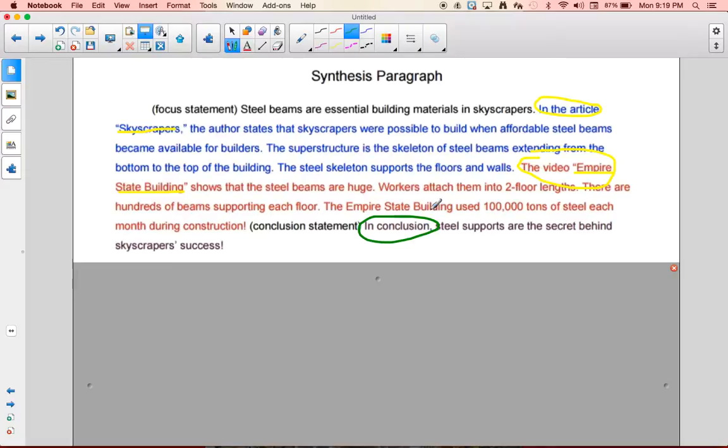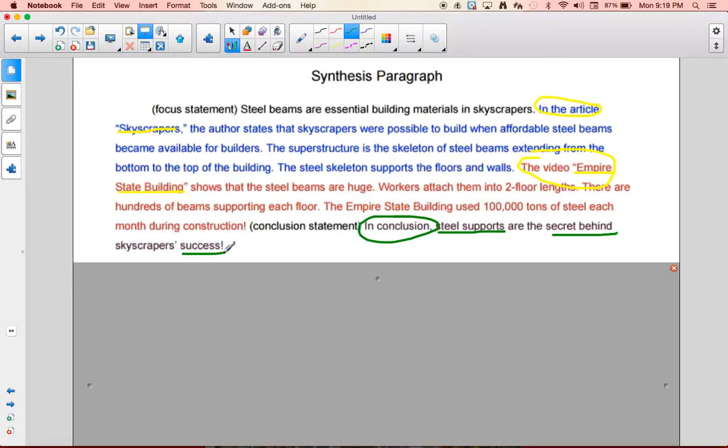So I didn't necessarily just reword the top. I tried to be a little bit more clever. And instead of saying steel beams, I wrote steel supports. And then instead of saying are essential or necessary, I said are the secret behind success.